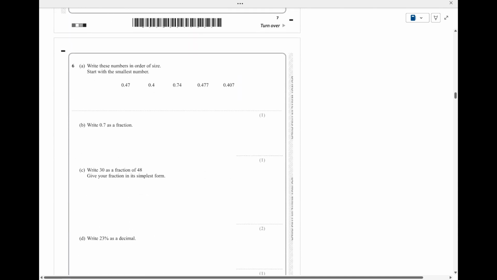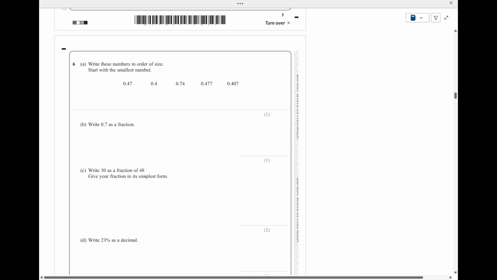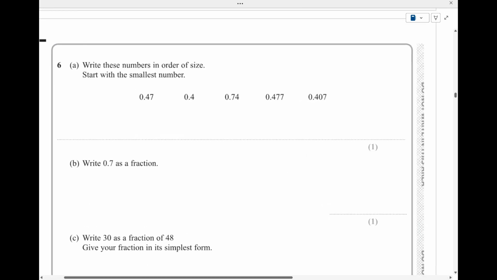Question 6. Write down these numbers in order of size. Now, sometimes I find it easier if the longest ones have got 3 digits after the point. Sometimes I find it easier to think about adding zeros in, so they all will have 3 digits after the point. And then it's a bit of a cheat, but now I just look at the number after the point. So I think of that one as being 470, this one as being 400, 740, 477, and 407. It's not very mathematical, but it works.